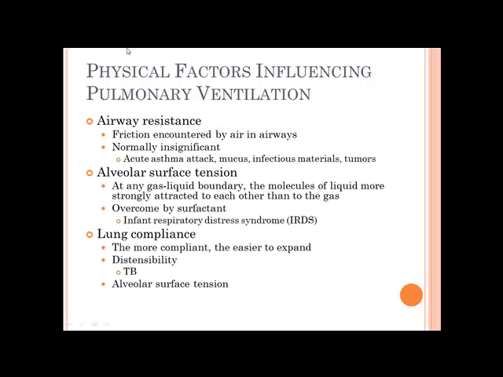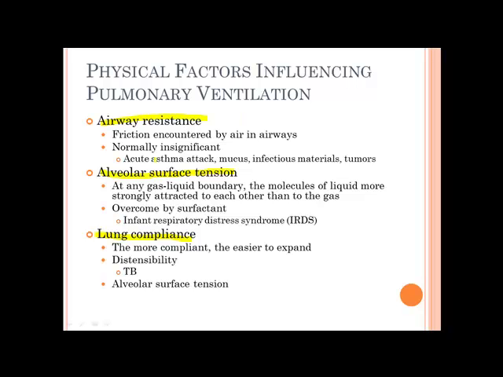So what's going to affect the amount of air getting into the lungs? Pulmonary ventilation, so that's breathing, that's getting air in and out of the lungs. There's going to be three things: airway resistance, alveolar surface tension, and lung compliance. So first one, airway resistance. How big is the tube that the air is traveling into the lung? Is there anything blocking the tube carrying air into the lung? That's about the gist of that.